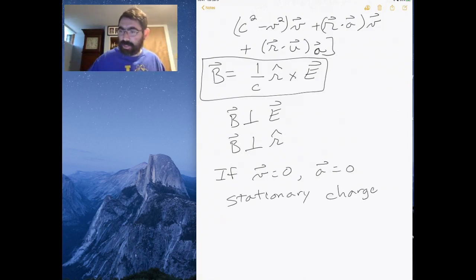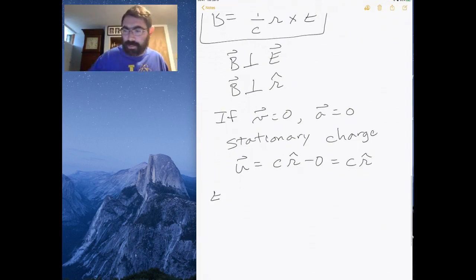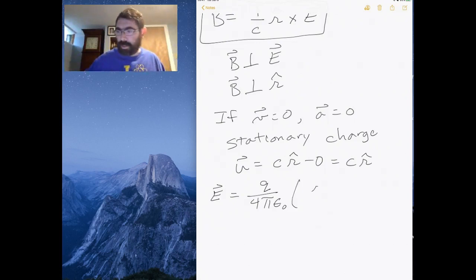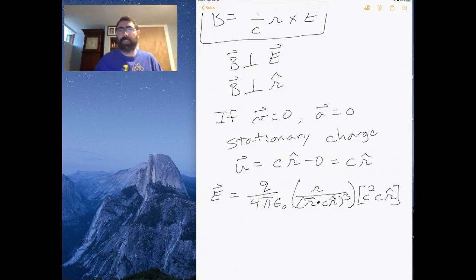and if we have the stationary charge, that means that u becomes c times the direction, and then our electric field becomes q over 4 pi epsilon naught, r over r, dot c in the r direction, cubed, times c squared c r. So all the velocity and acceleration terms disappear, and we're left with this.